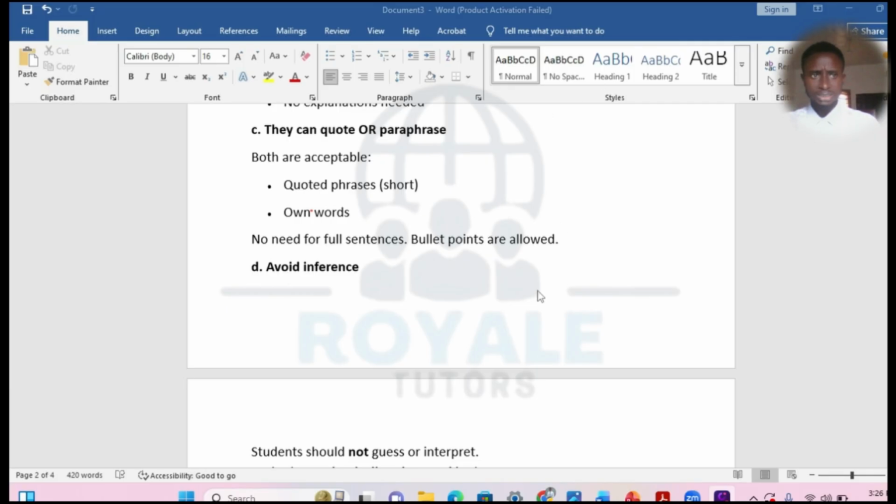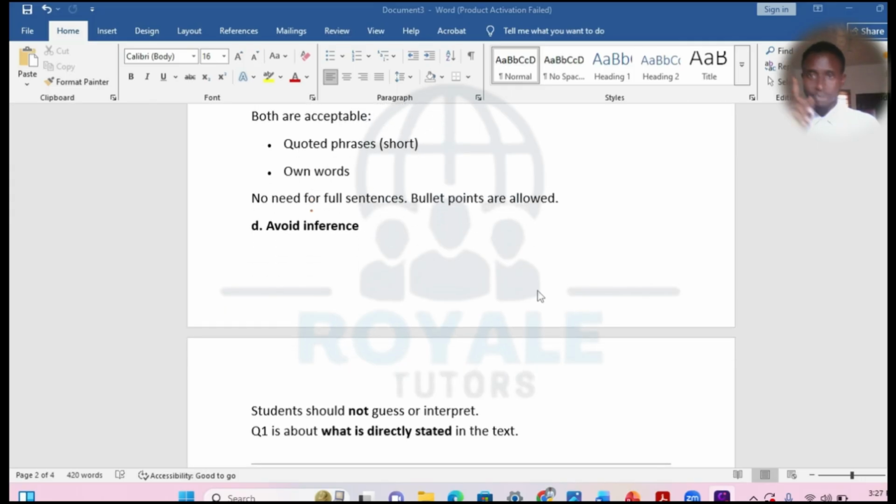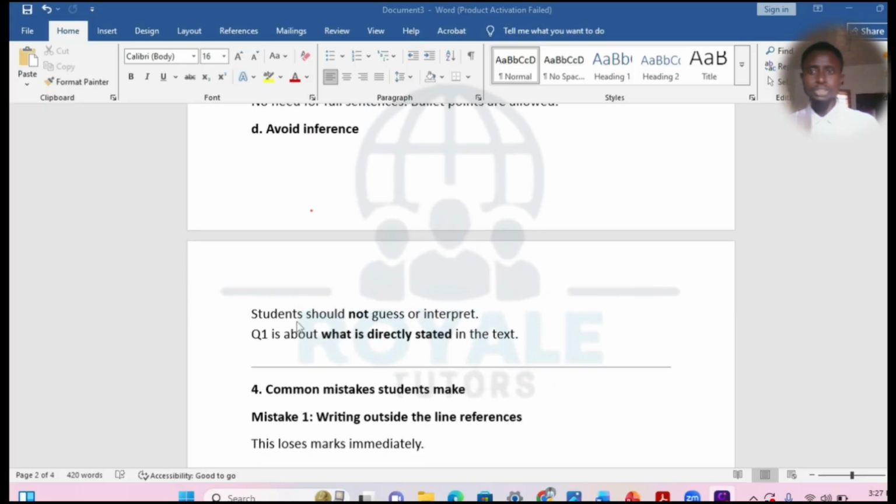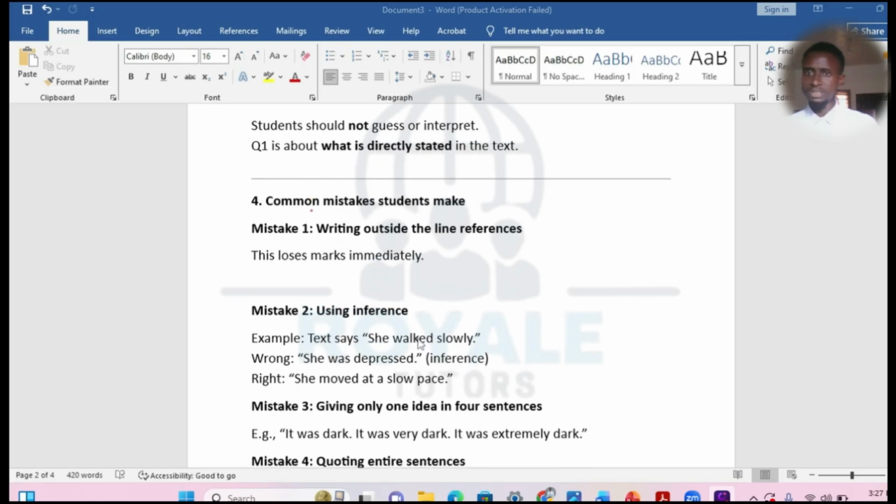Sometimes you've got to think deeply to be able to draw that conclusion. But guess what? For question one, you need to avoid inferences. Look at this. Students should not guess or interpret. Question one is about what is directly stated in the text. Is that okay now? Now, the next point we are going to talk about is common mistakes students make. You're going to learn a lot from this.